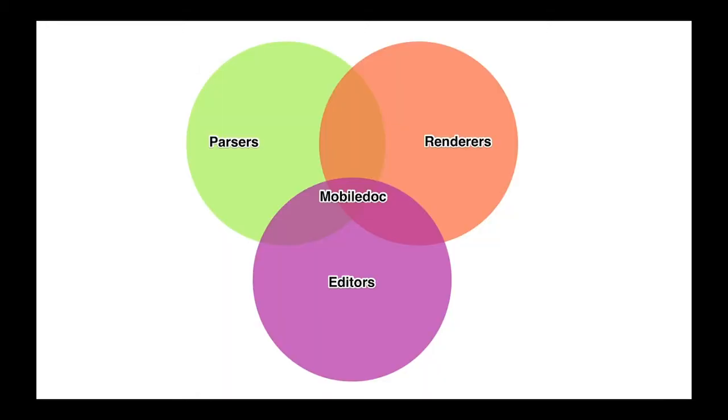There are three things that build on this mobile doc standard: parsers, renderers, and editors. Parsers allow you to manipulate the content when it's being pasted into your editor before it's saved into the mobile doc. Renderers allow you to present a mobile doc in different ways. Editors allow you to build the user experience for the content creators. Let's talk about editors first.